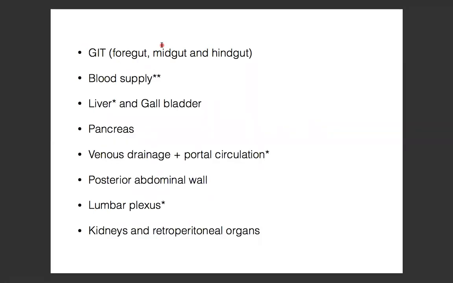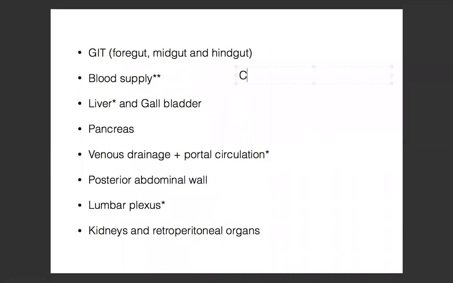So far we talked about the GIT, the foregut, midgut, and hindgut. We talked about the blood supply of each of the three, and as I said, it's more important to know the blood supply than to know the rest. So blood supply is more important. One thing you should know, which I didn't mention, is the level of each one of the arteries.